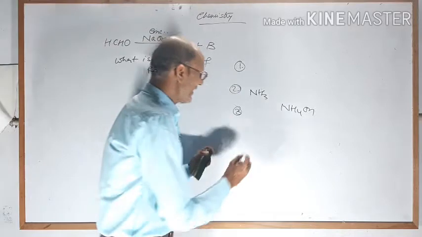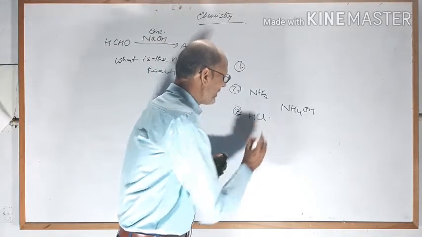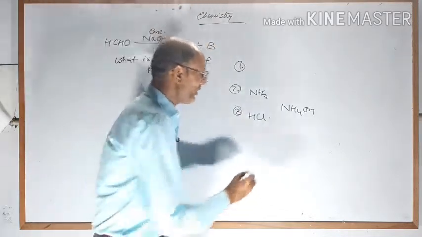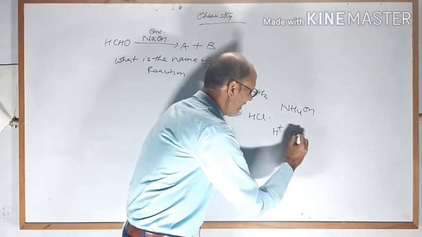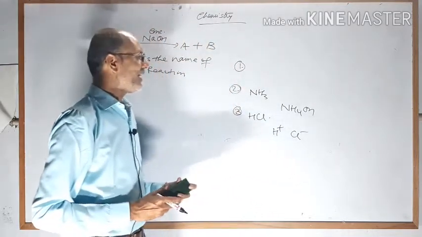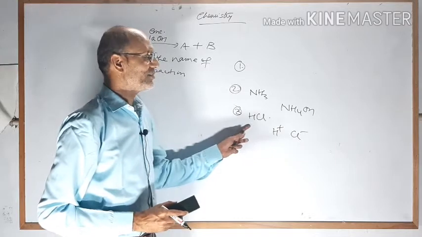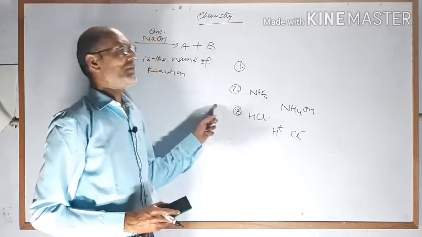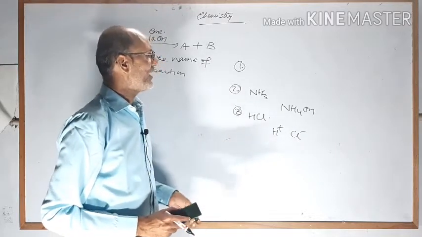Suppose you are taking HCl. HCl is a gas. When you dissolve it into water, it forms H positive and Cl negative ions. So Henry's law is not applicable for HCl gas. These are the 3 important limitations of Henry's law.